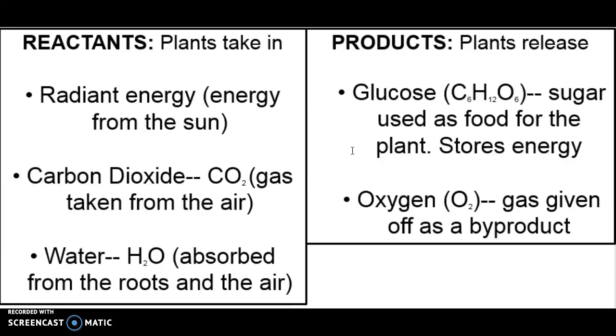The other product for photosynthesis is oxygen. You need to remember that oxygen is a gas, and you need to remember that it's given off as a byproduct. Byproduct means it's something that the plant doesn't need. Lucky for us, because it releases it into the air for us to use.